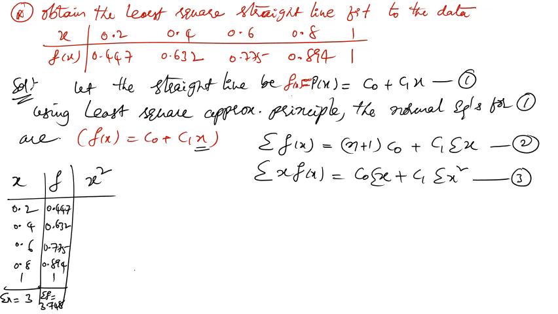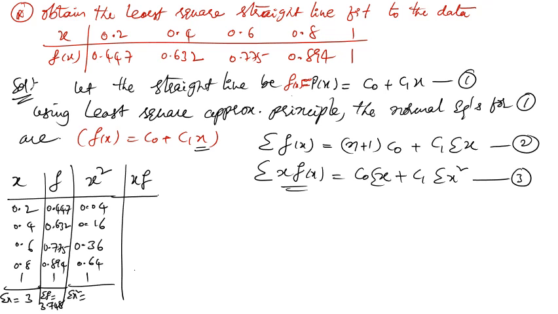What are the next required values? x square is required, and next required is x into f. So x square values: 0.04, 0.16, 0.36, 0.64, and 1, and the sigma x square value is 2.2. Take the product of x into f, and the sigma x f value is 2.5224. So substitute in these equations.